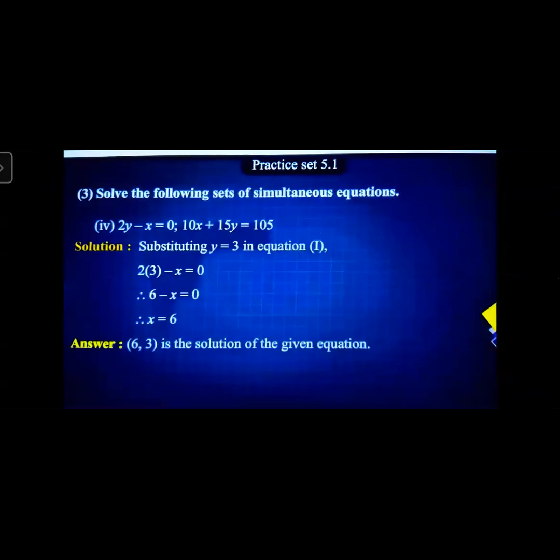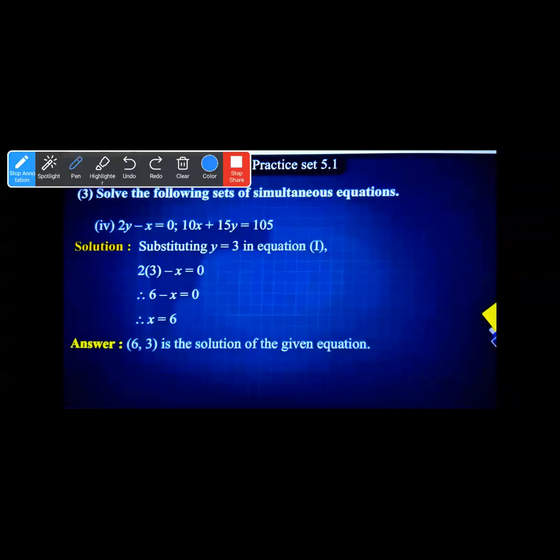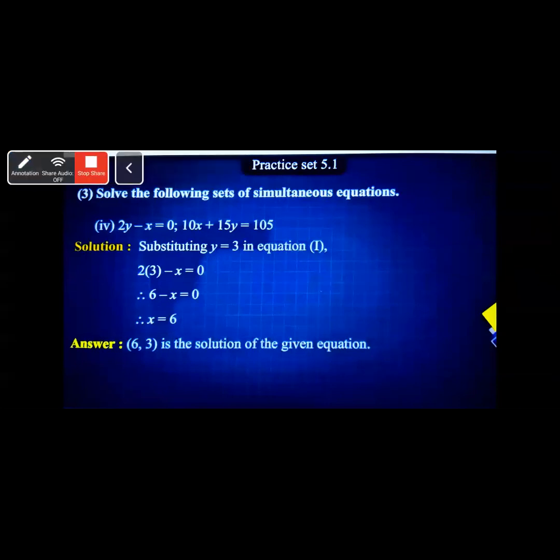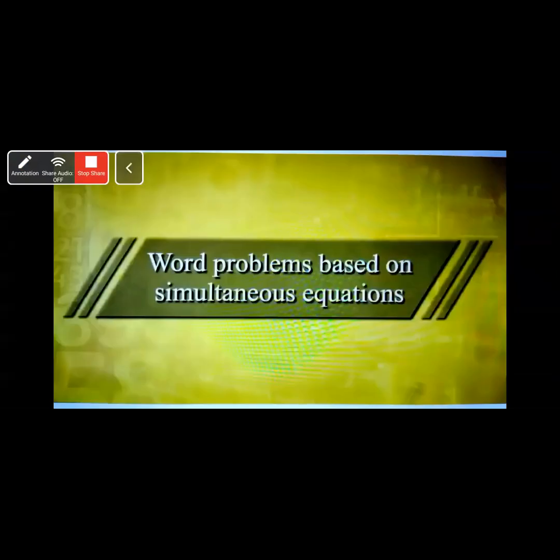Now we have to substitute y is equal to 3 in any of the equations. You can use the original equation. The first equation is 2y minus x is equal to 0, so substitute it in equation 1. 2 multiplied by 3 minus x is equal to 0. 2 multiplied by 3 is 6, so 6 minus x is equal to 0. Do it slowly: minus x is equal to 0 minus 6, which is minus 6. Both are negative, so they cancel. Therefore x is equal to 6. So 6 comma 3 is the solution of the given equations.